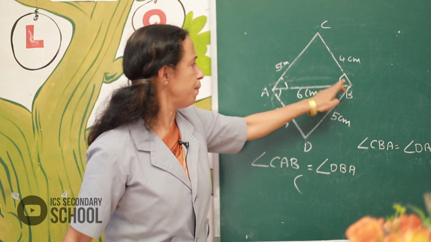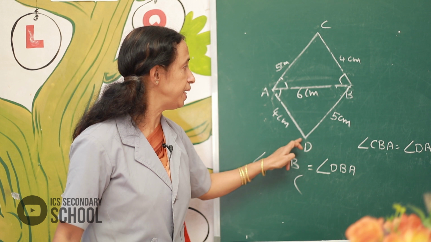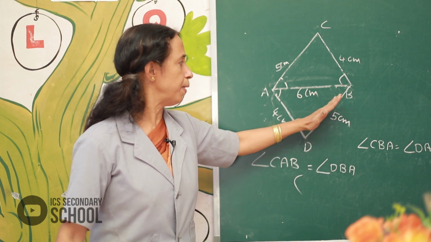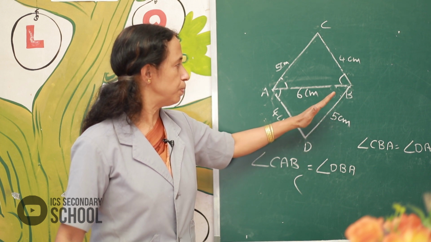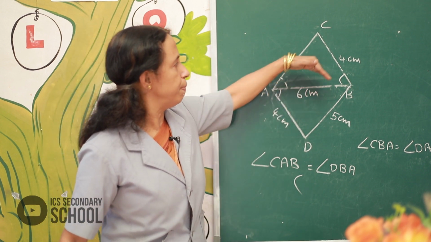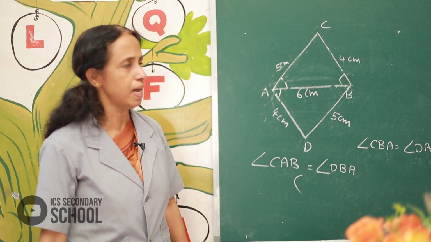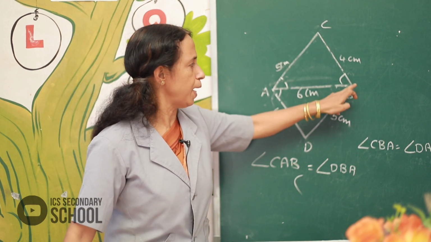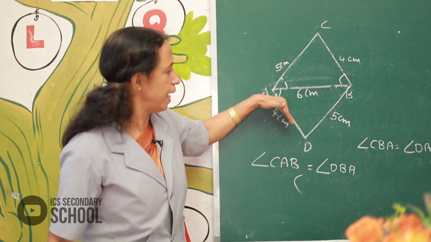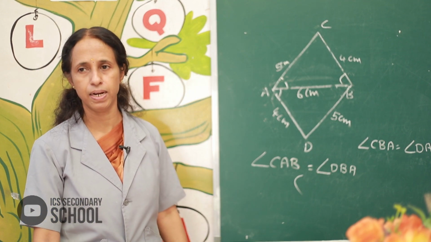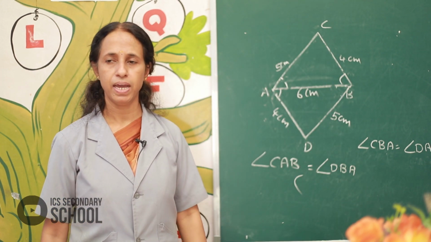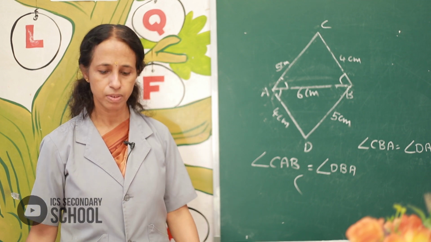Angle CBA is equal to angle DAB. So, AD and BC are parallel. We can say that ACBD is a parallelogram.